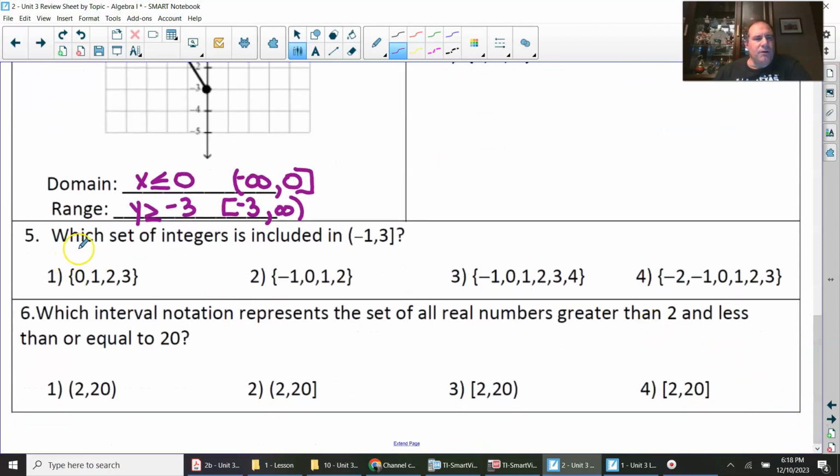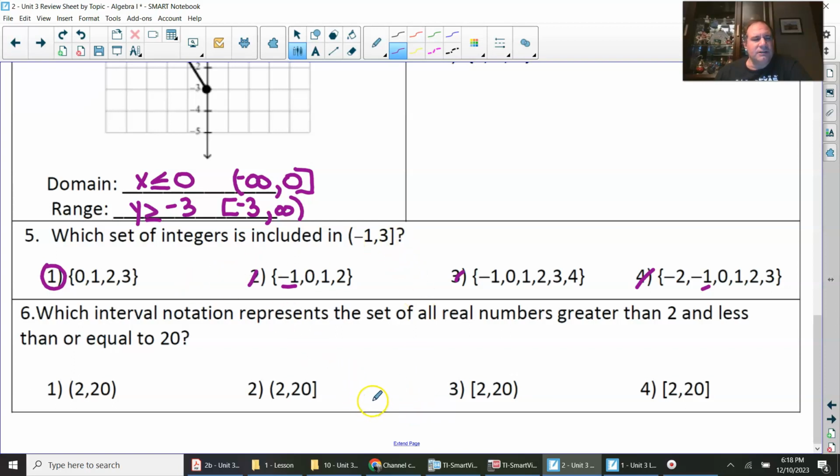Okay, which set of integers is included in (-1, 3]? So -1 is not included. So anything with -1 in it is not included. So this is the answer. Done. 3 is included. That's why it's included in there.